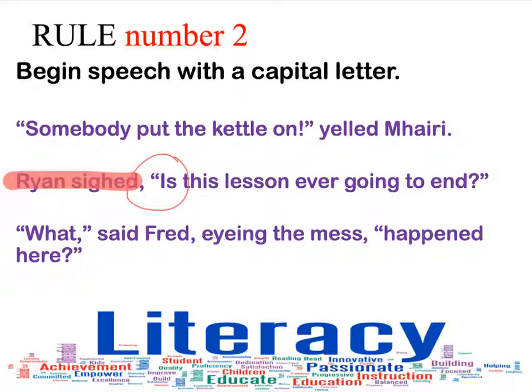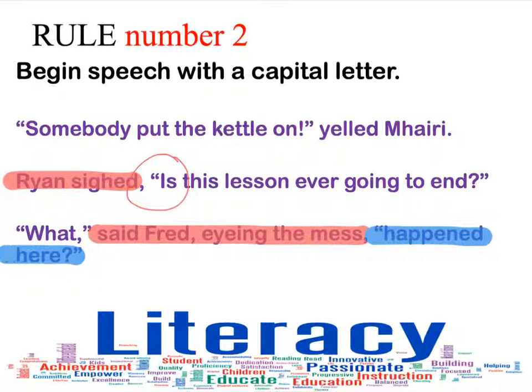The only time we don't use a capital letter to open speech is when unspoken words interrupt the direct speech. In example 3, we are given some information about the person who is speaking, which interrupts the direct speech. When the dialogue begins again, we don't need a capital letter because "happened" here is part of the same sentence as the "what" that came before.